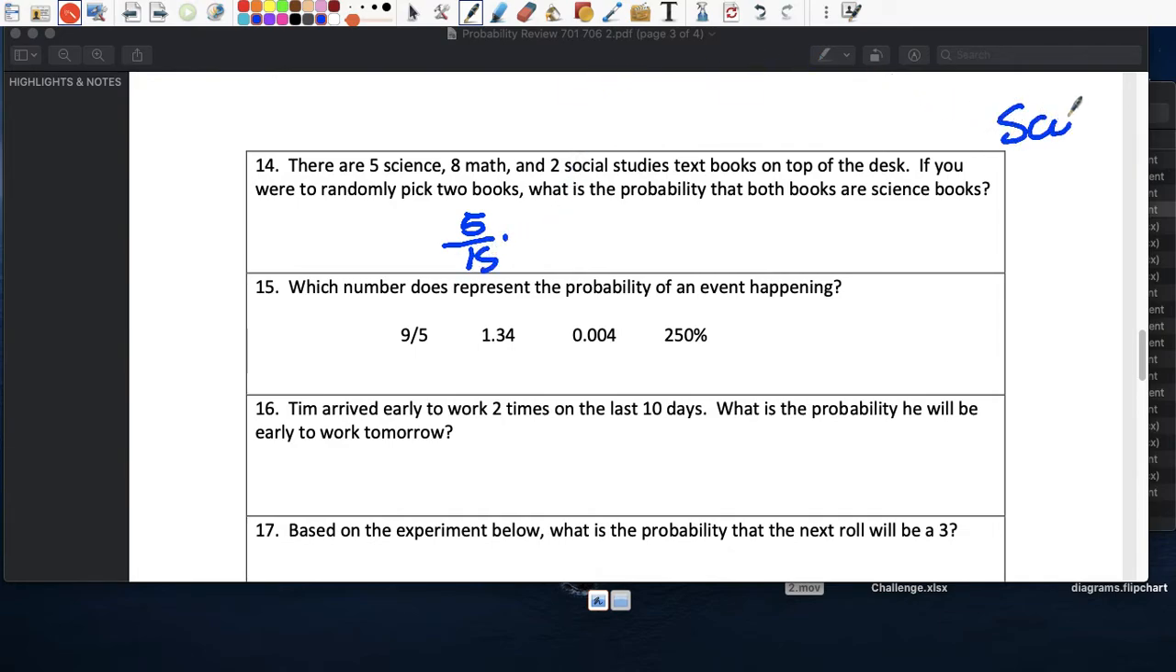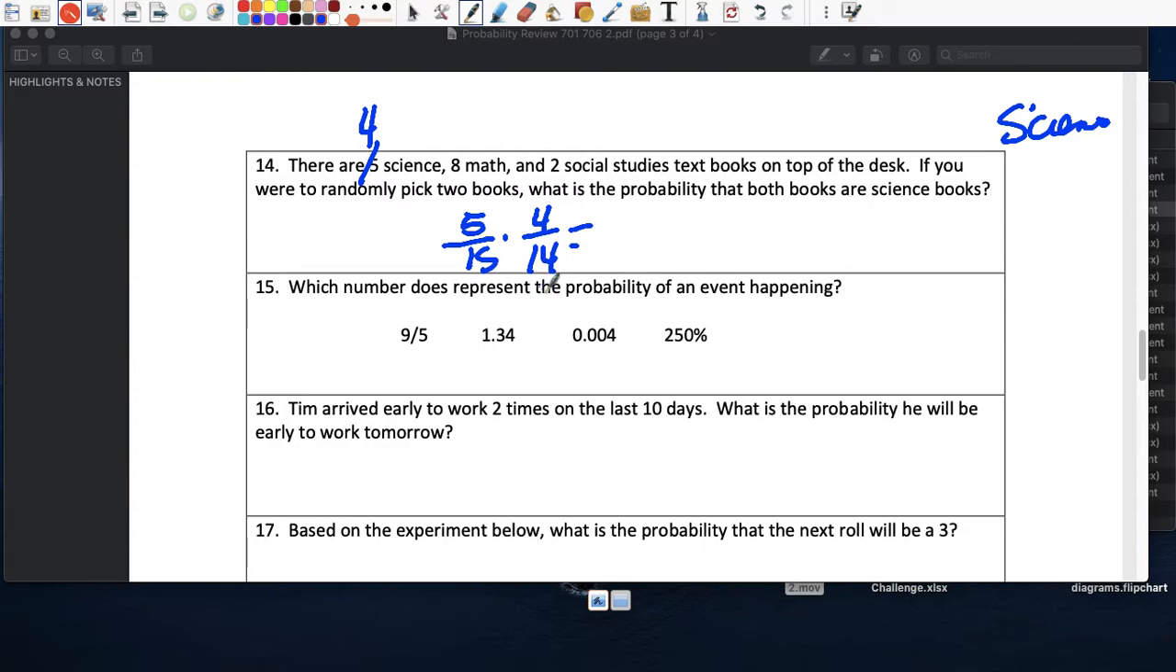So you take your science book, you put it over here, go back. There's no 4 science, there's 5 science. There's 4 science now, so it's a 4 out of 14 chance of that happening. Multiply, find your answer.